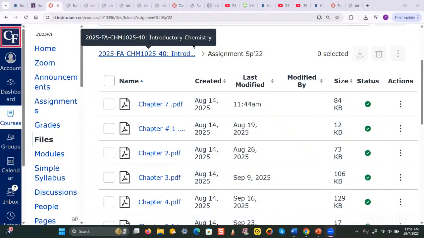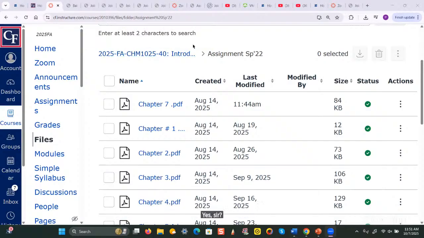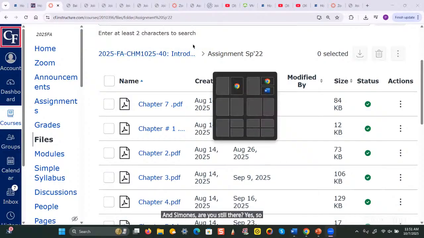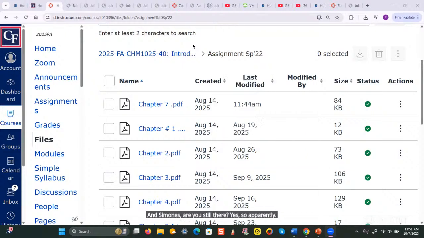Fitzsimmons, are you still there? Yes, sir. So apparently you were given the wrong test when you went to the testing center. Yeah, I found that out after I saw that there were balancing equations on it, and I thought, I don't think we covered that yet. I mean, I knew how to from previous chemistry courses, but I was a little suspicious.